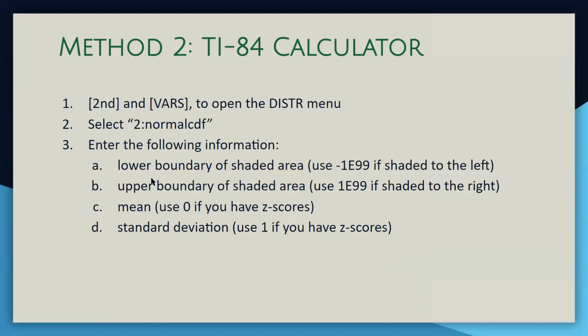If it's a less than problem, you're going to have to use that -1 E99 that kind of defaults in the calculator. If it's a greater than question, you're going to need to use 1 E99 as your upper boundary. And if it's between 2 values, you just use those 2 values.